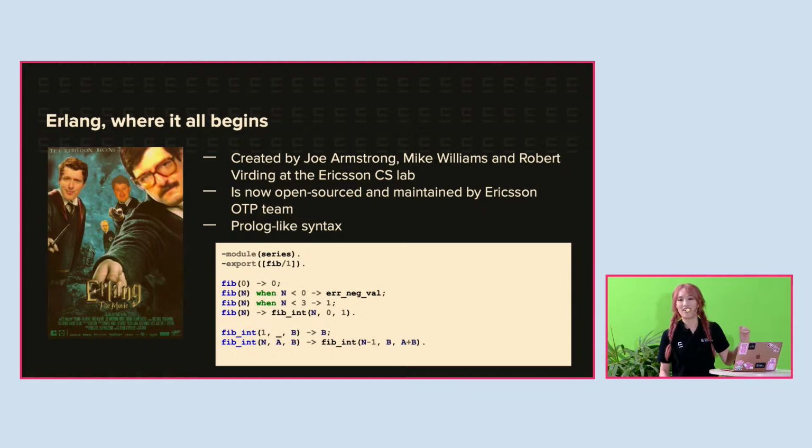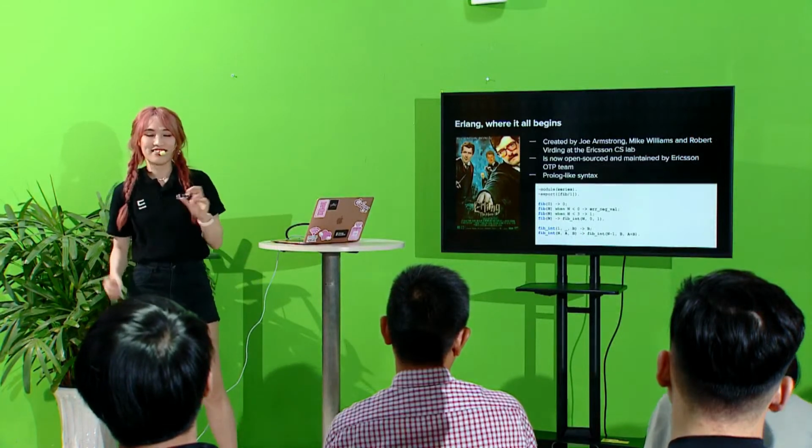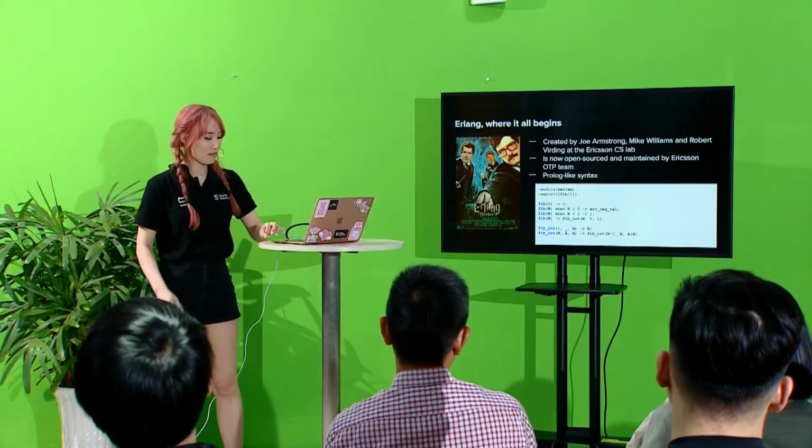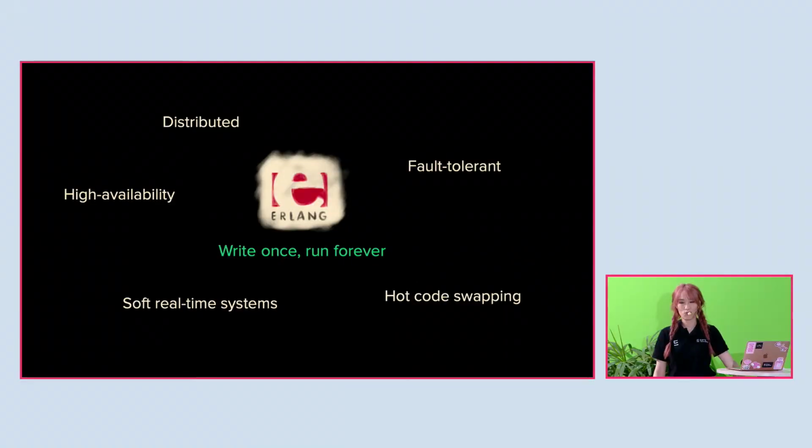Erlang has a different syntax from other programming languages, a bit like Prolog. As you can see on the screen, it's a bit of sample code in Erlang. Erlang is built to write once and run forever. That's the word from Joe Armstrong. So it's for distributed, high availability, soft real-time systems, fault tolerant, and hot code swapping. And that's the whole essence of Erlang.